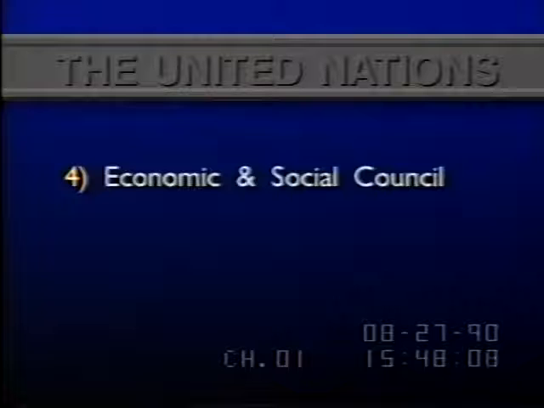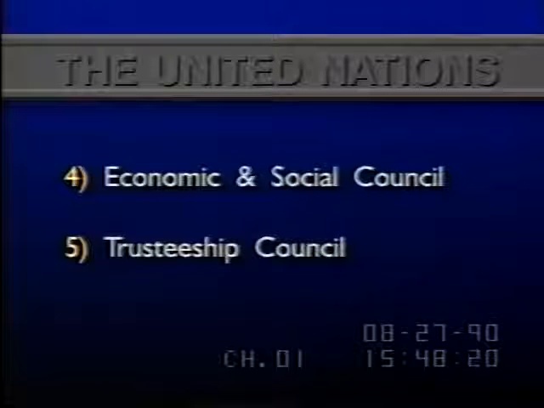The fourth organ of the United Nations is the Economic and Social Council. It's under the authority of the General Assembly. The Council coordinates the economic and social work of the UN and the specialized agencies. The Trusteeship Council is assigned to supervise the administration of trust territories, which are territories under the jurisdiction of another nation. One of the goals of this council is to assist these territories to become self-governing.